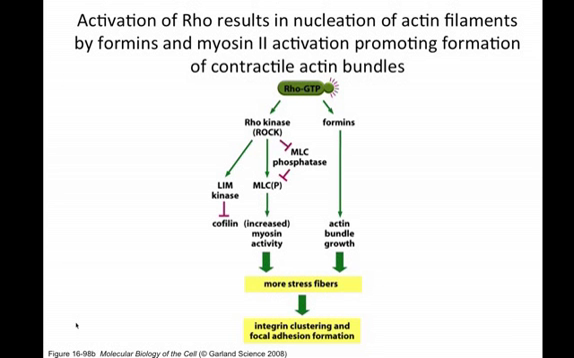So you'll get increased myosin activity with stress fibers, then you have more contraction, right? And then this will also activate this kinase, which will inhibit cofilin, right? And you don't want cofilin if you're trying to get stress fiber formation and contraction. You want cofilin when you're trying to get the movement and the web and the treadmill, right?